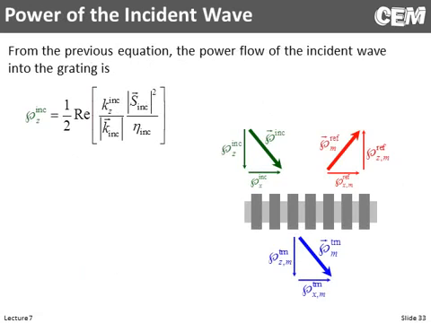So the power flow of the incident wave has some amplitude, and it's coming in with some k-incident wave vector. So that'll be the power coming in from the incident wave. And we're going to do a similar equation for the transmitted and reflected waves.